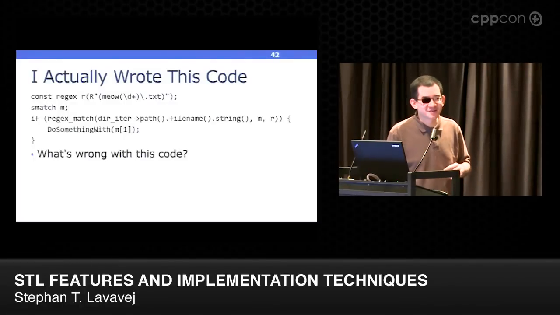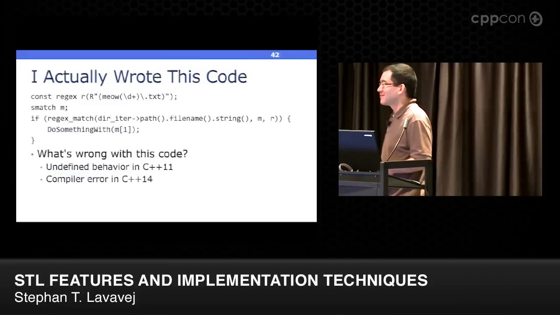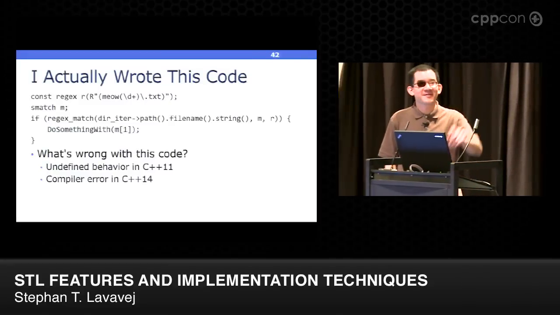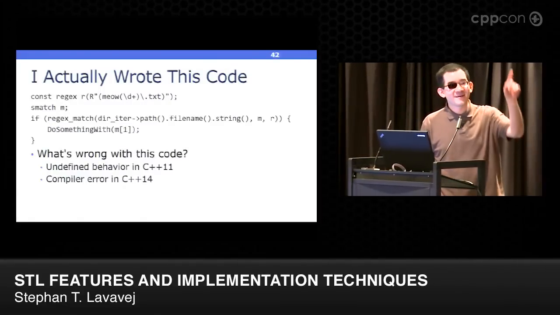This actually works most of the time. But it triggers undefined behavior in C++11. And in 14, they fixed that, and it's now a compiler error. Can anybody tell me what's wrong with this code? Why is it bad? You don't count, you're an implementer. Yes? The match points into the temporary string that died.